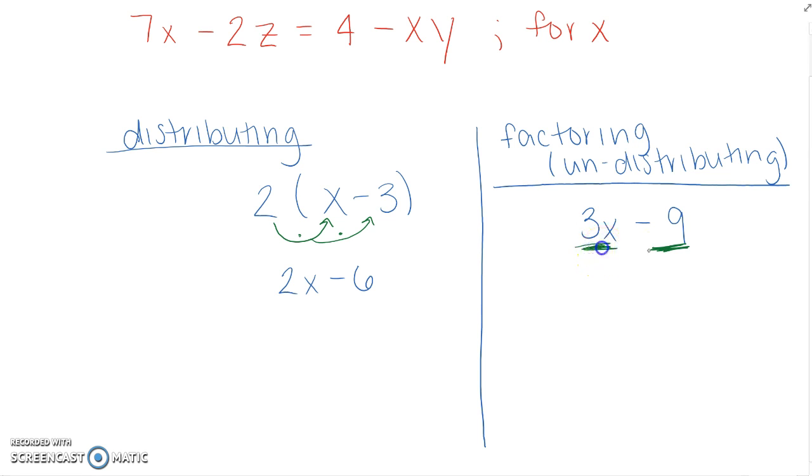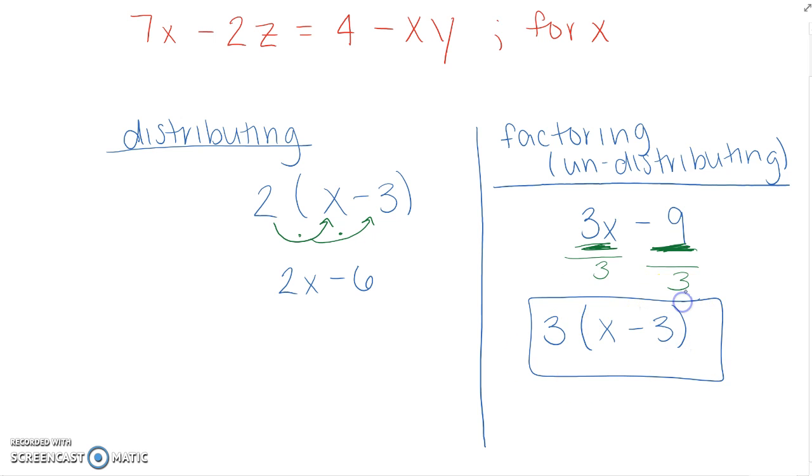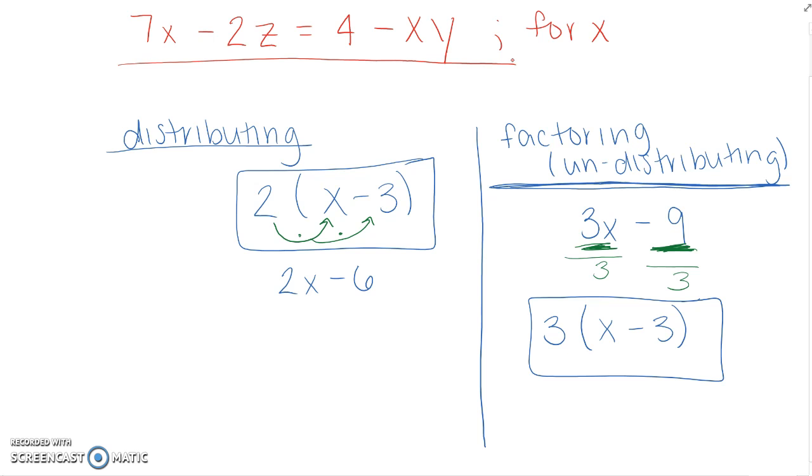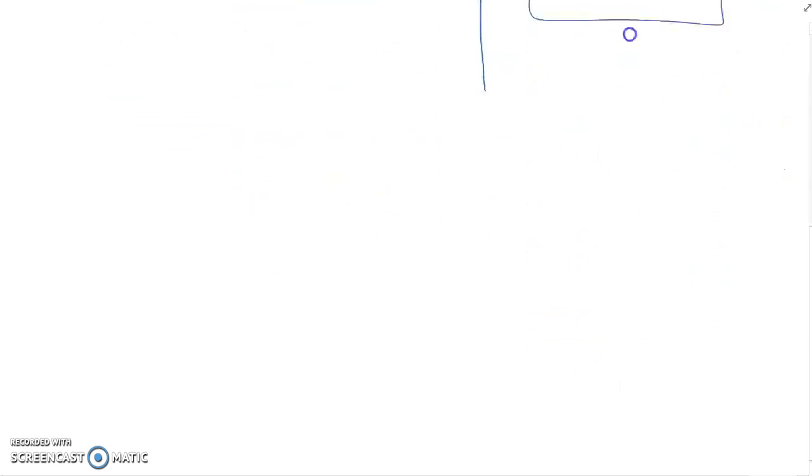So because 3x and negative 9 are both divisible by 3, that means we can divide this by 3 and divide this by 3. And the way we're going to write this is we're going to put a 3 on the outside and then simplify what would be left in the parentheses. So 3x divided by 3 is x. Negative 9 divided by 3 is negative 3. So if you look here, it looks like how we started our distributing problem, hence undistributing, but this is actually called factoring. So this is going to be important when we solve for the 7x minus 2z equals 4 minus x times y. So let's try to solve that now.